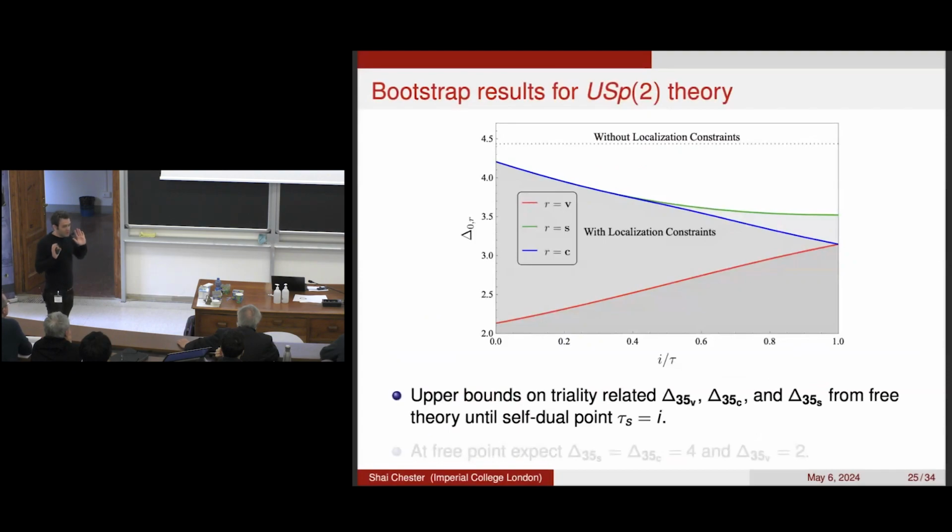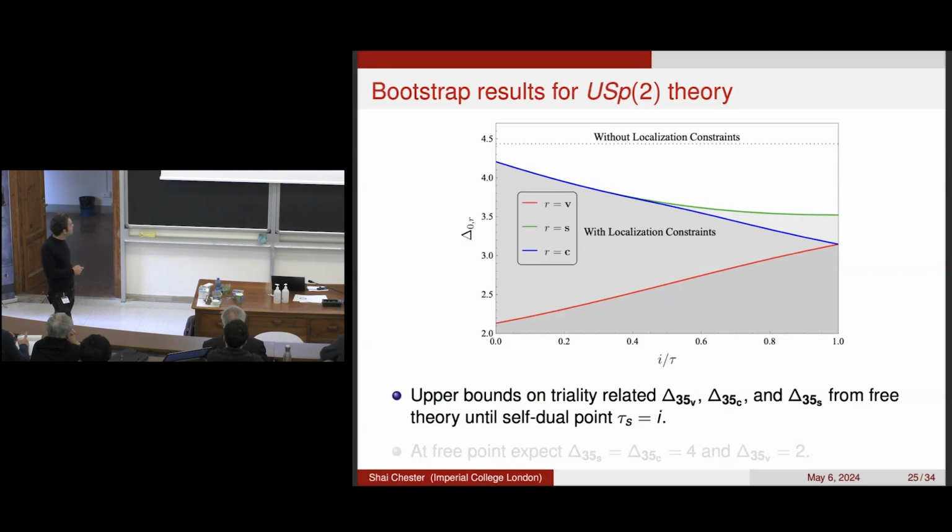So after combining these crossing constraints as well as the localization constraints, we get the following bounds on the scaling dimension of the lowest dimension operators in the 35 representations, for the 35V, S, and C. If you look at this plot, starting on the left-hand side, this is the free theory. In the free theory, we know that one of these operators should be dimension 2, the other one should be dimension 4. Our bounds are not fully converged, but they're pretty close to 4 and 2.